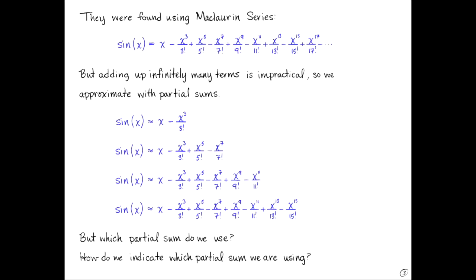How do we know which partial sum to use? And even if we know which partial sum to use, how do we differentiate between one partial sum and another partial sum? Let's find a more precise definition for these partial sums.